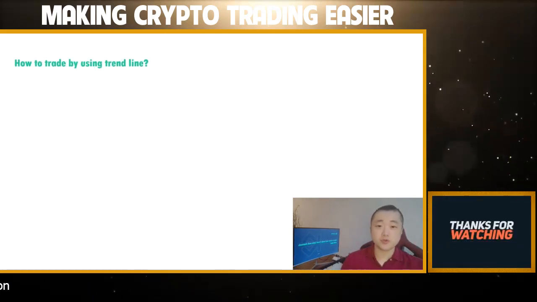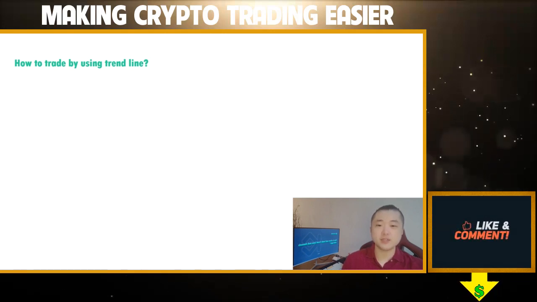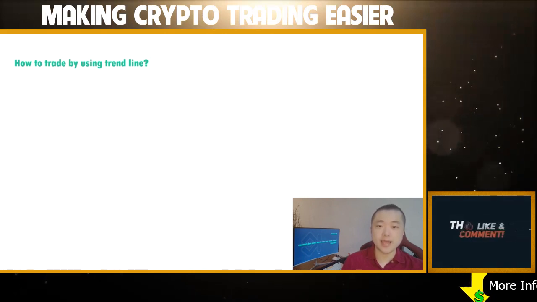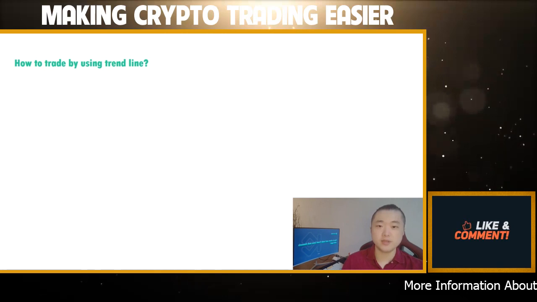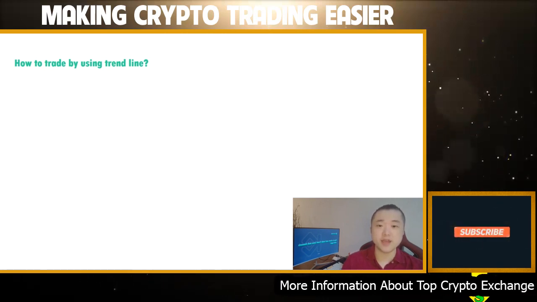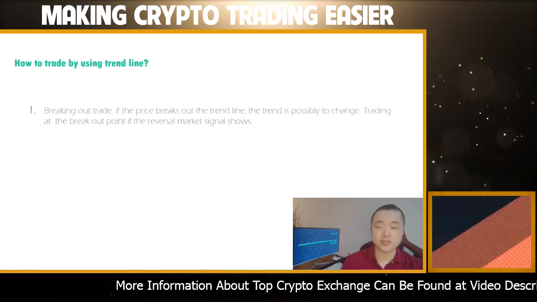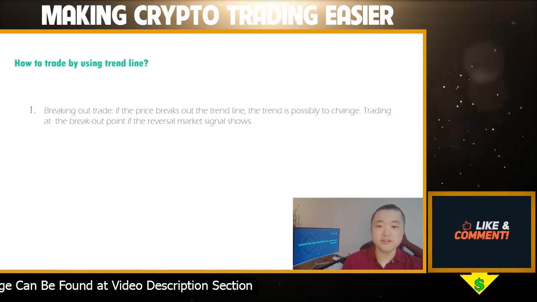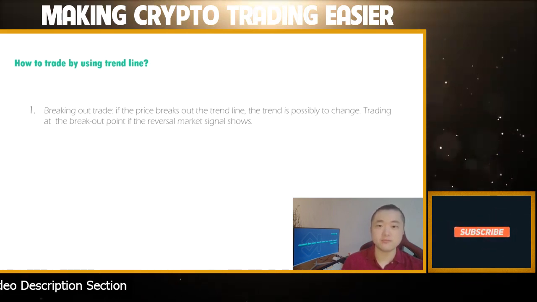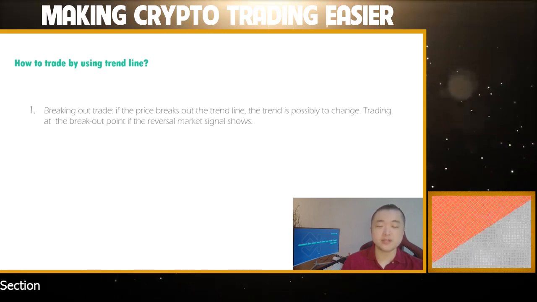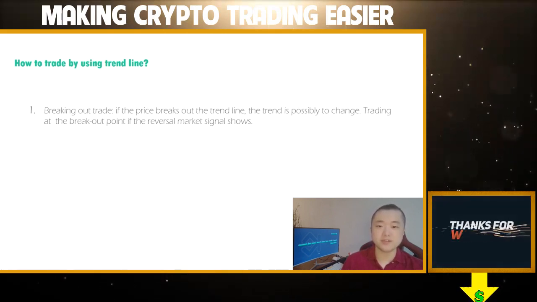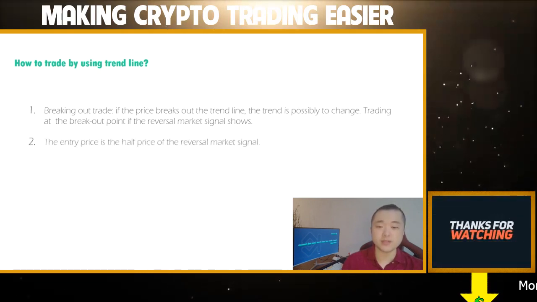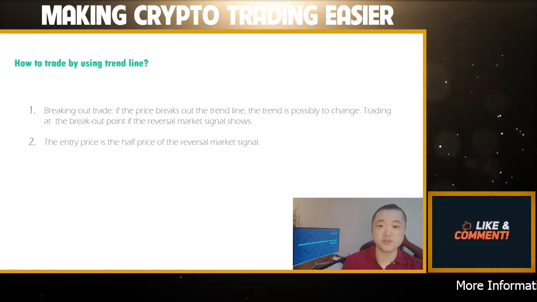In addition, how to trade with the help of trend lines. As we mentioned before, if we have identified the trend, we just need to follow the trend and trade at the retracement point. In this session, I intend to add something else. We trade by following the trend, and when the trend ends, we can also trade by the reversal signals. This is called the breakout trading. We will discuss the breakout trading in different price patterns later, but in this session, we will firstly introduce this term to you. Also, the entry price is the price of half point of reversal signals.